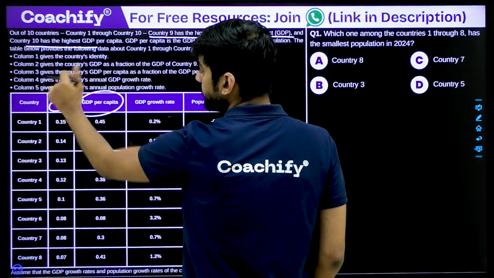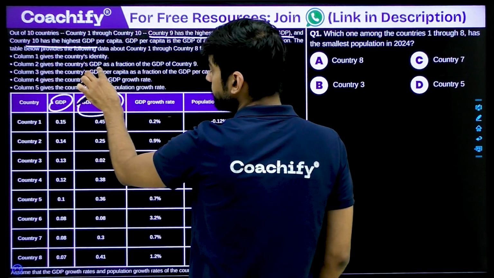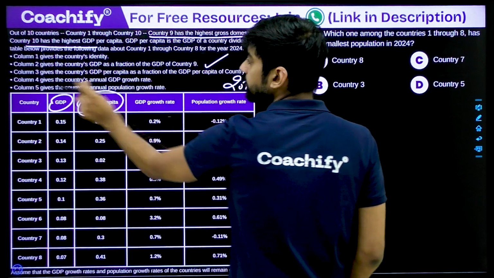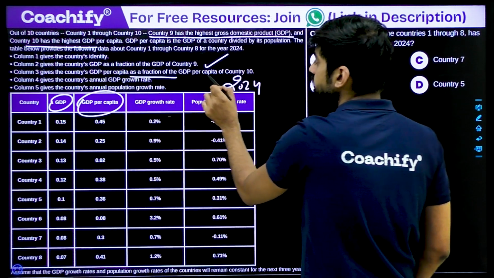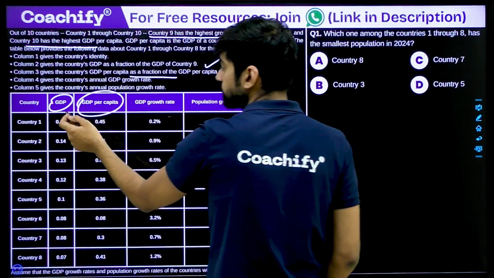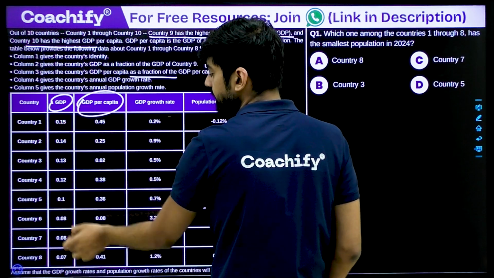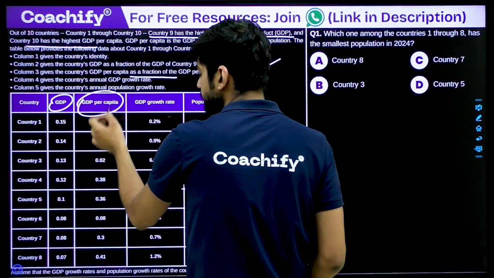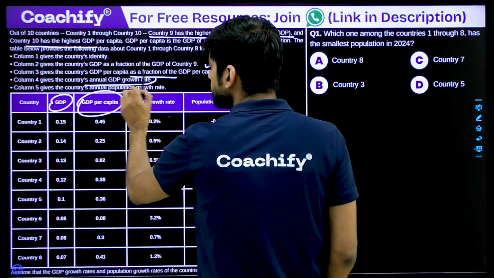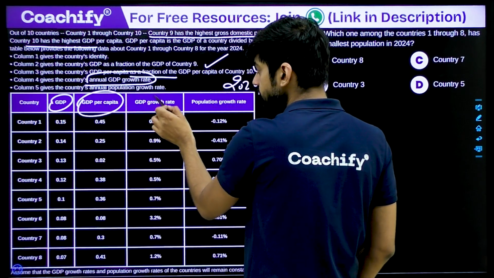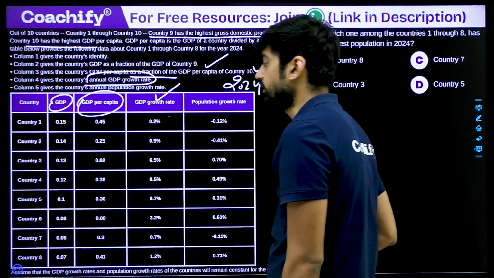Column 1, this is the identity. Column 2 gives countries' GDP as a fraction. This I have explained. Column 3 gives the country's GDP per capita as a fraction of the GDP per capita of country 10. I have explained. So these figures are with respect to country 9's data, and these figures are with respect to country 10's data. Now column 4 gives country's annual GDP growth rate. So this column gives you annual GDP growth rate, right?